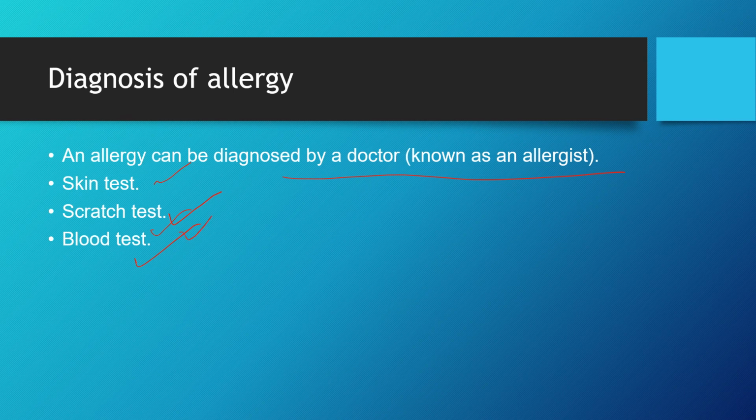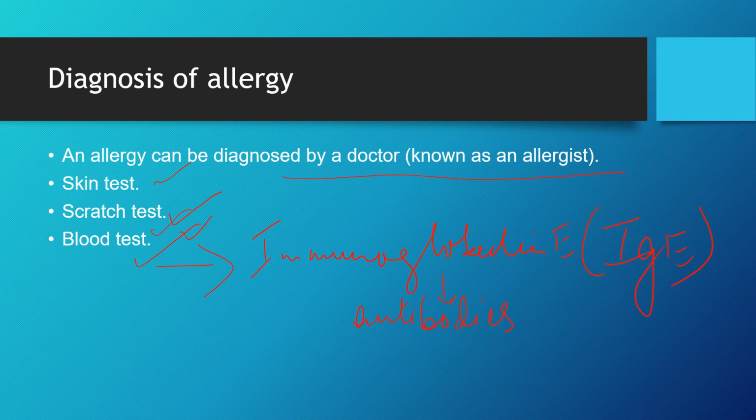Now the third test comes, that is the blood test. Blood is drawn from the body with the help of a syringe and sent to the lab to measure the concentration of specific immunoglobulin E, or IgE. These are antibodies for a certain allergen in the blood. Okay, is it clear? So for this, the immunoglobulin E test is done.